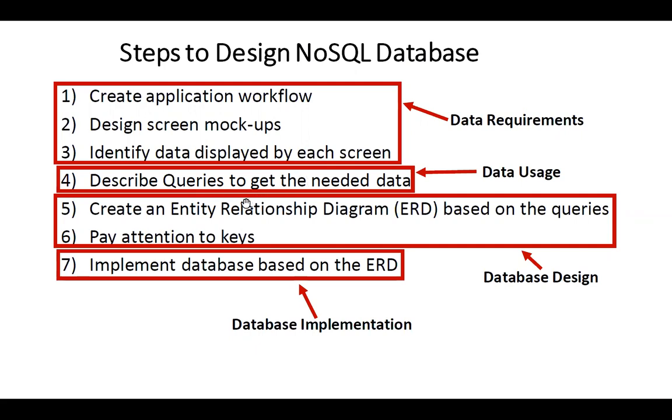So this is the logical stage. And then we will select a platform on which we will implement our design. Pay attention to keys. That's the physical stage. For NoSQL databases, in addition to having primary keys, we also have partitioning keys, right? Lastly, we will do testing and then deploy the database in a production environment.